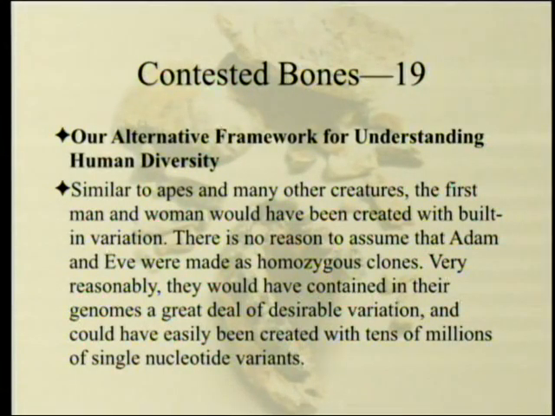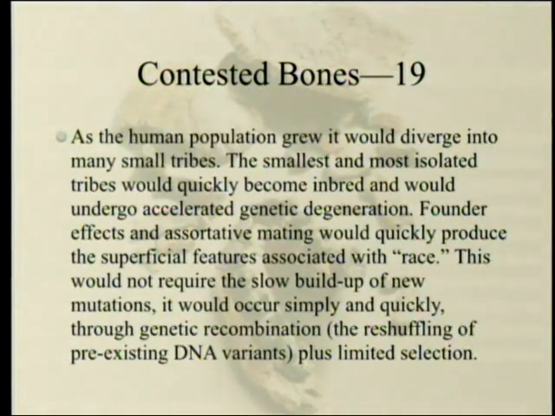Our alternative framework for understanding human diversity. Similar to apes and other creatures, the first man and woman would have been created with built-in variation. There's no reason to assume that Adam and Eve were made as homozygous clones. Very reasonably, they would have contained in their genomes a great deal of desirable variation and could have easily been created with tens of millions of single nucleotide variants and maybe even some other variants. As the human population grew, it would diverge into many small tribes. The smallest and most isolated tribes would quickly become inbred and would undergo accelerated genetic degeneration. Founder effects and assortative mating would quickly produce the superficial features associated with race. This would not require the slow buildup of new mutations. It would occur simply and quickly through genetic recombination, the reshuffling of pre-existing DNA variants, plus limited selection.